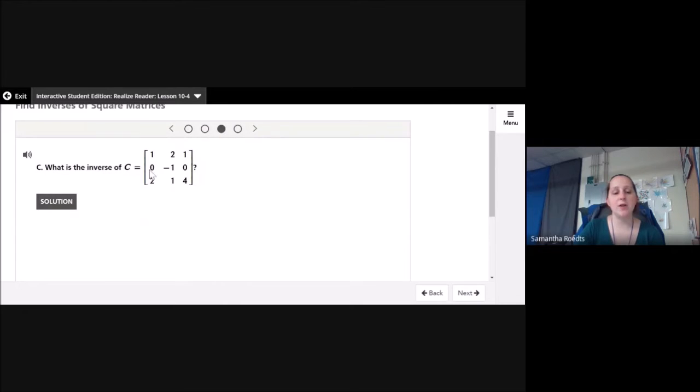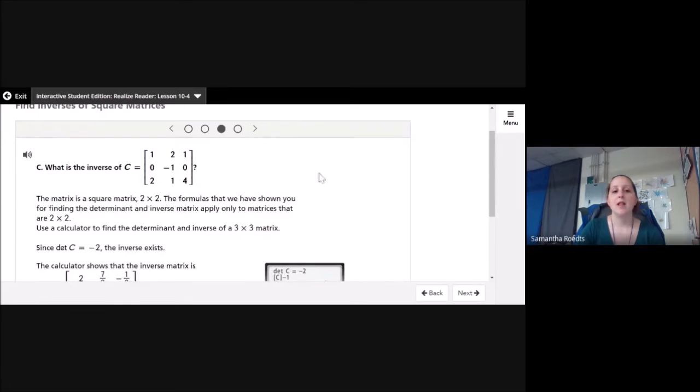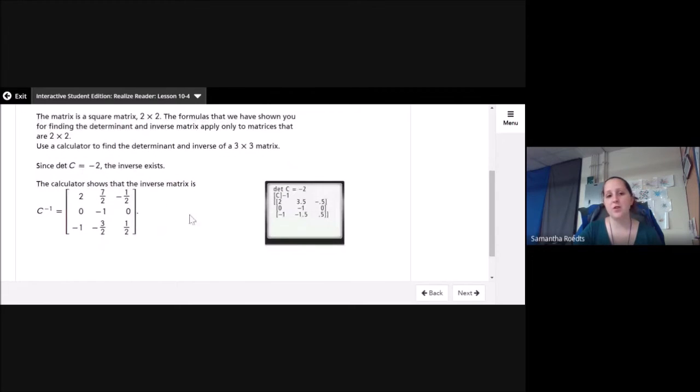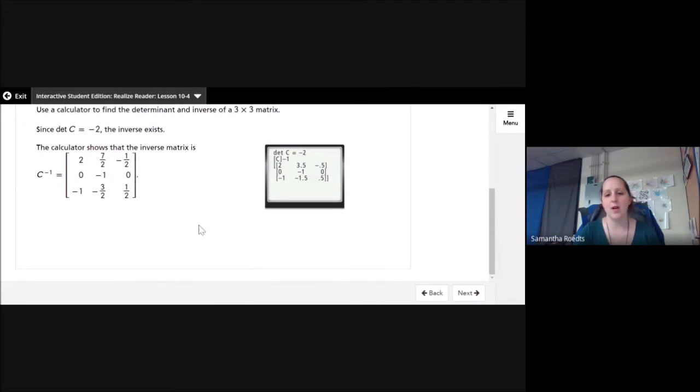What is the inverse of C when it's a 3 by 3 of 1, 2, 1, 0, negative 1, 0, 2, 1, 4? The matrix is a square matrix of a 3 by 3. The formulas that we have shown for finding the determinant and inverse matrix apply only to matrices that are 2 by 2. Use a calculator to find the determinant and inverse of a 3 by 3 matrix. Since DET C equals -2, the inverse exists. The calculator shows that the inverse of C equals 2, 7 halves, -1 half, 0, -1, 0, -1, -3 halves, 1 half.